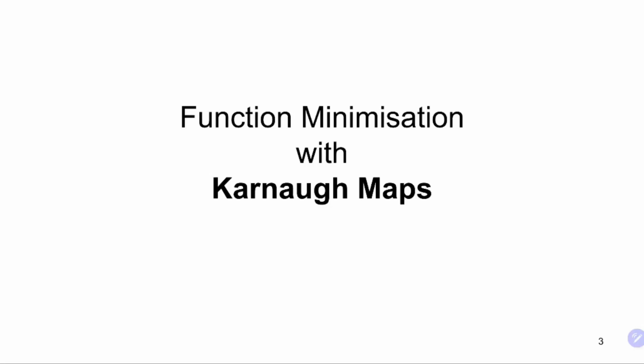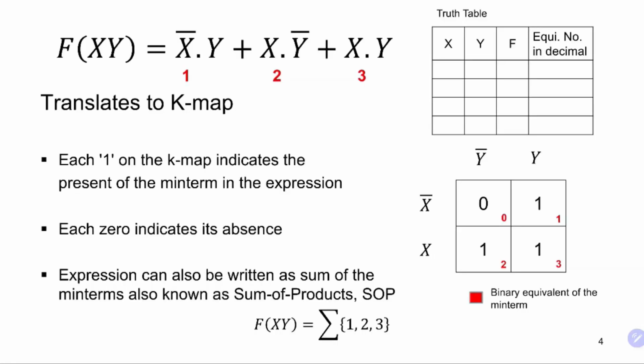Things that you need to know how to do is to minimize functions using K-maps. So before going to that, if you have viewed my video, you probably will know what a K-map is. If you're given a Boolean expression, so this is my expression here, you need to be able to put that into a K-map, and then minimize it from the K-map.